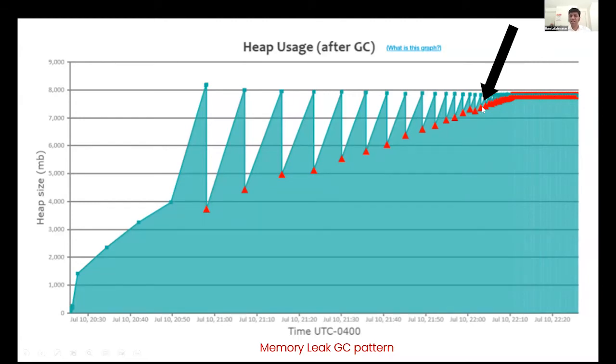When this kind of pattern happens, your CPU will be skyrocketing. Your CPU will be at 99 or 100%. And any request that comes to this application is not going to get back any response, because garbage collection is running repeatedly again and again.